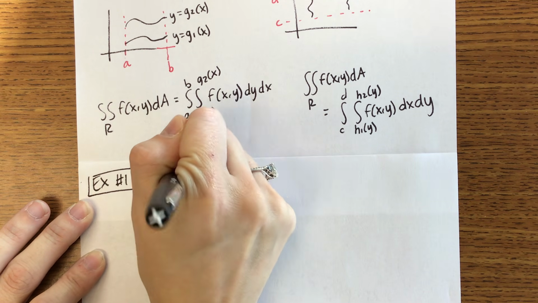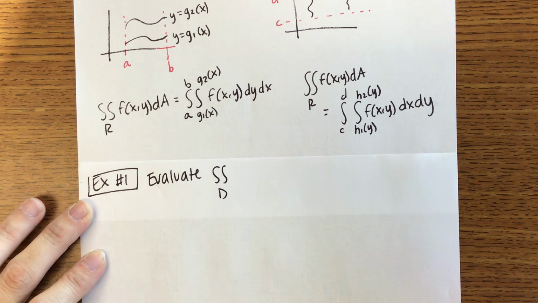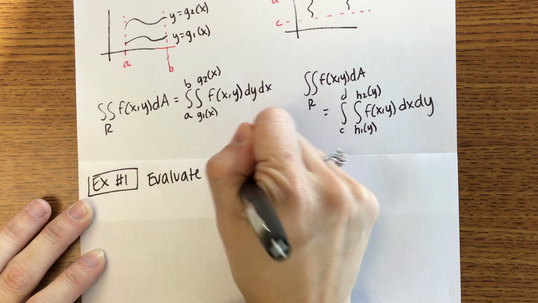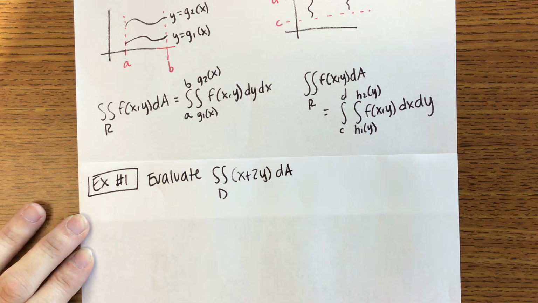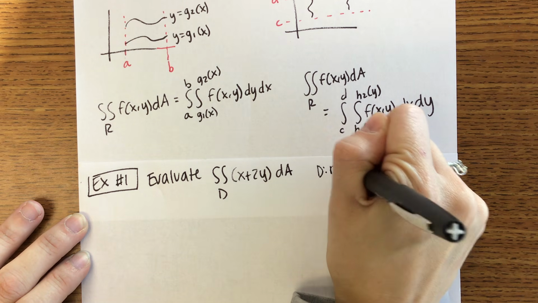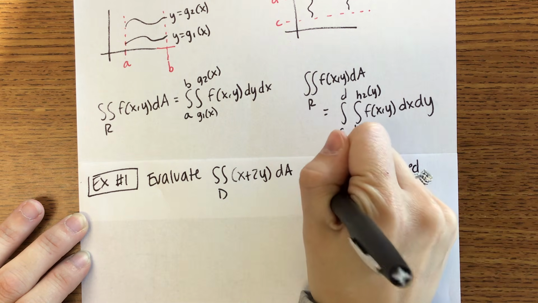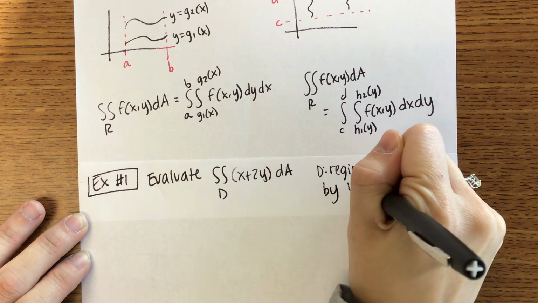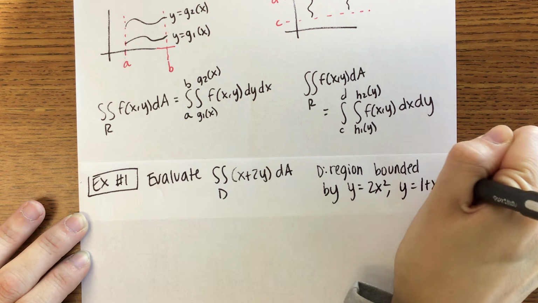We are going to evaluate the double integral over the region D. That's just R, just using a different letter. Our function is going to be x plus 2y dA. And then our region D is going to be the region that is bounded by y equals 2x squared and y equals 1 plus x squared.